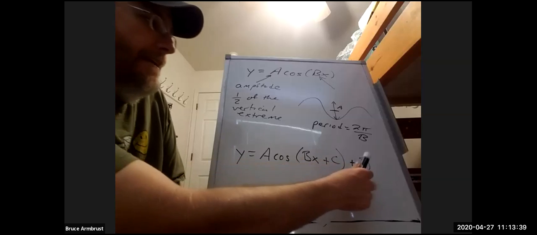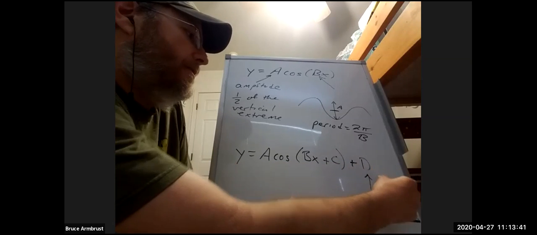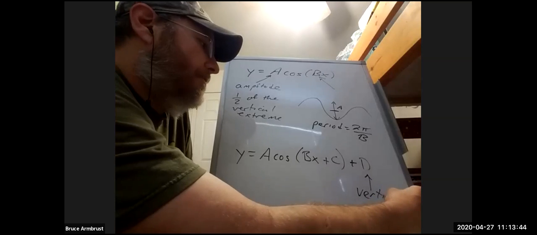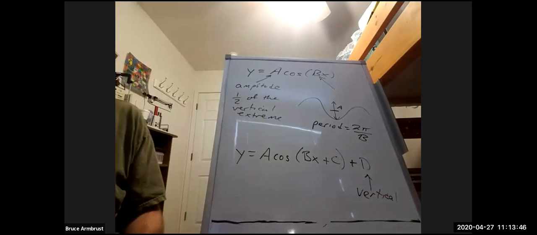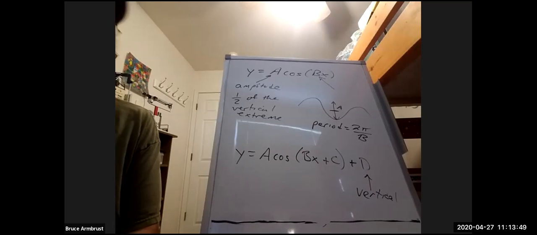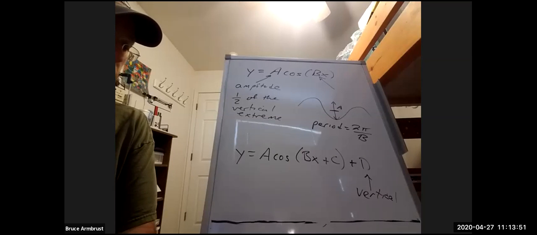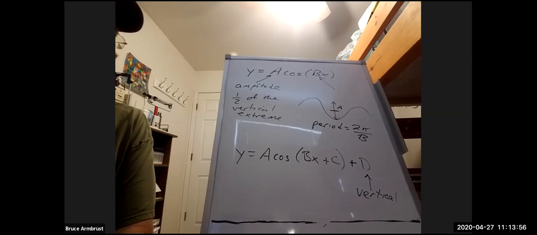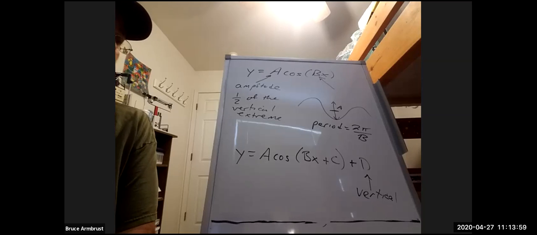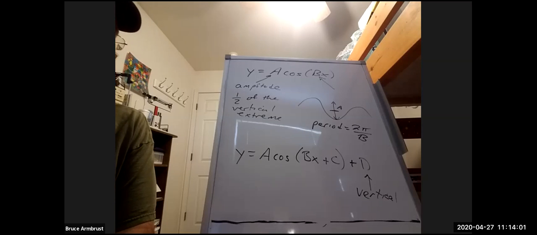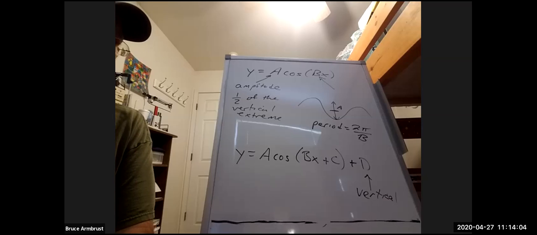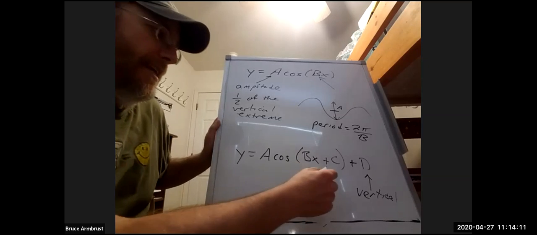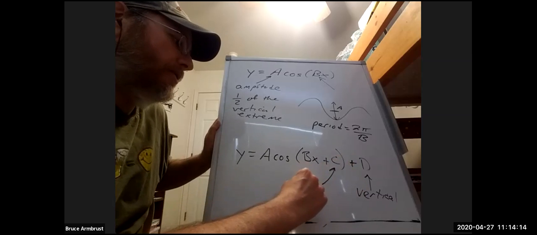The plus D, this one is vertical. So this is going to make us go up and down. So depending upon what that D is, that will tell us how far to go. And its sign will tell us whether we go up or down. So if it's a positive number, we're going to shift upward. And if it's negative, then we'll shift downward. Okay, so that's what D does. D is going to be the vertical shift. And then C, this is going to lead to a horizontal shift.